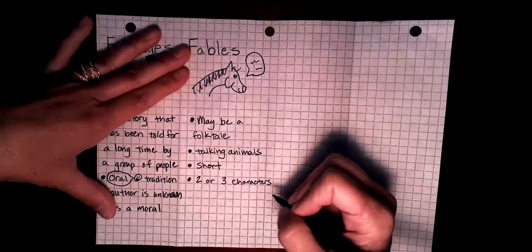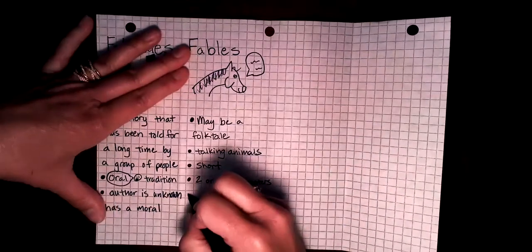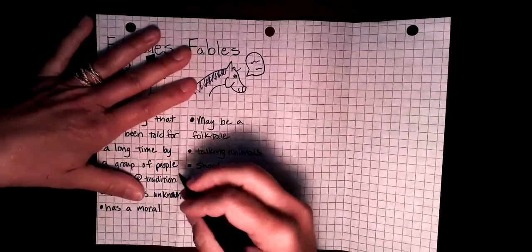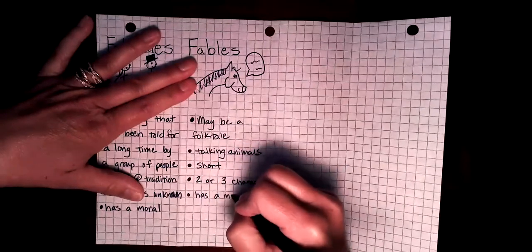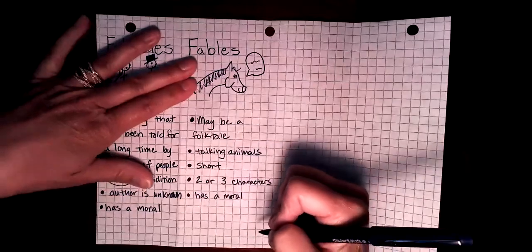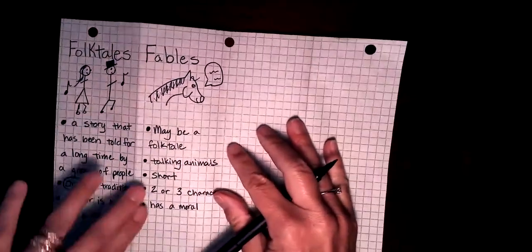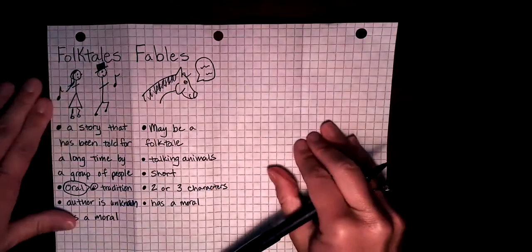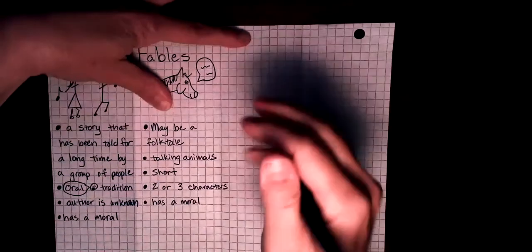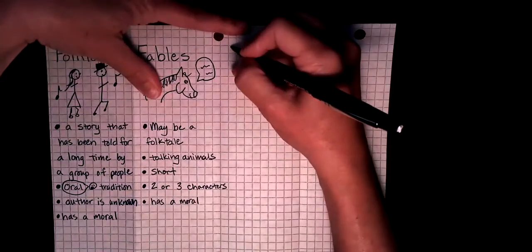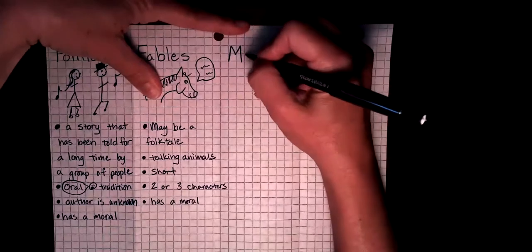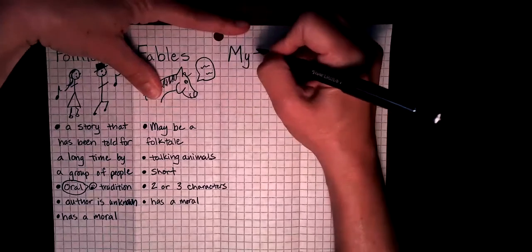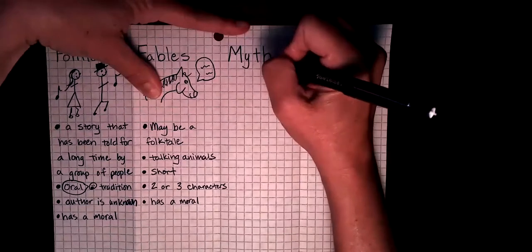Okay, and then fables also have a moral. Has a moral to the story. Okay, next one, myth. If I'm going too fast, just press pause, catch up. You know the drill. And a myth, that's what I was watching, Percy Jackson and the Lightning Thief, based on a myth.